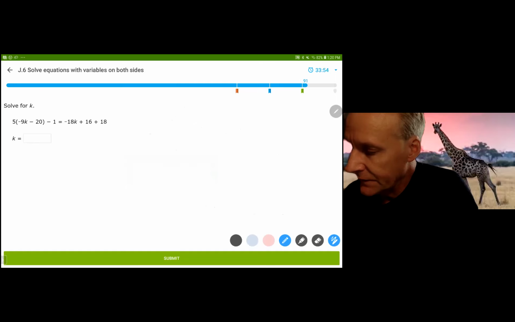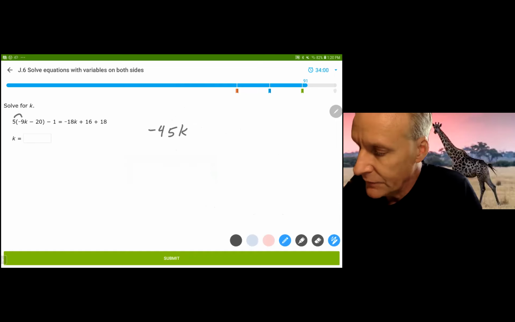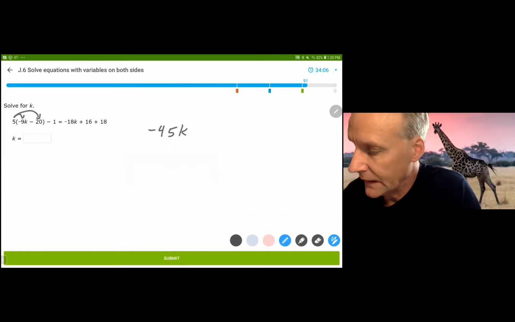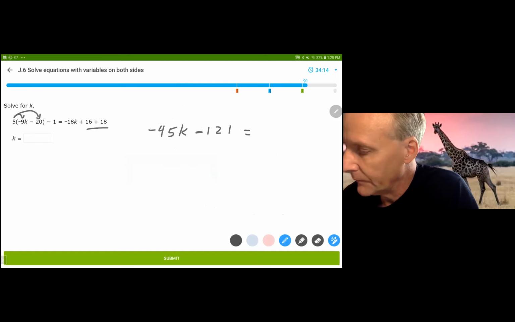In this one, you need to distribute your 5. That's negative 45k. I'm distributing the 5 to both parts. When I multiply 5 times negative 20, I get negative 100. Minus 1 is negative 121. Might as well put those together. And on the other side, we've got a 16 and an 18, which is 34.